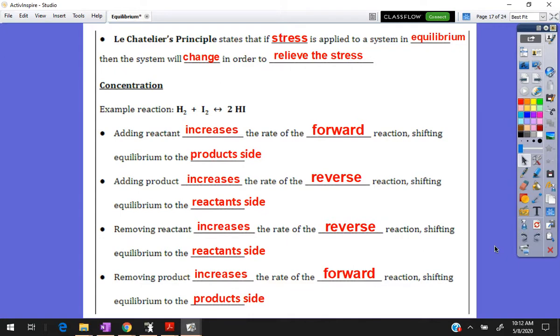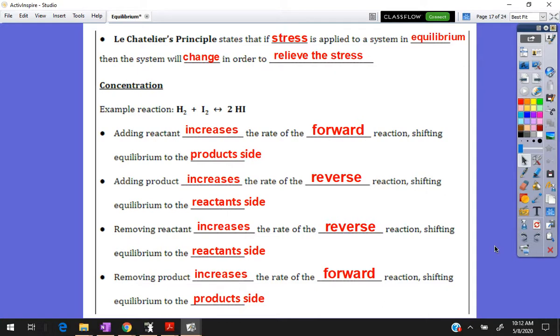Hello, class. Today we are going to review an application of equilibrium called Le Chatelier's principle. Le Chatelier's principle states that if stress is applied to a system in equilibrium, then the system will change in order to relieve that stress. So there are several different stresses we're going to review today.